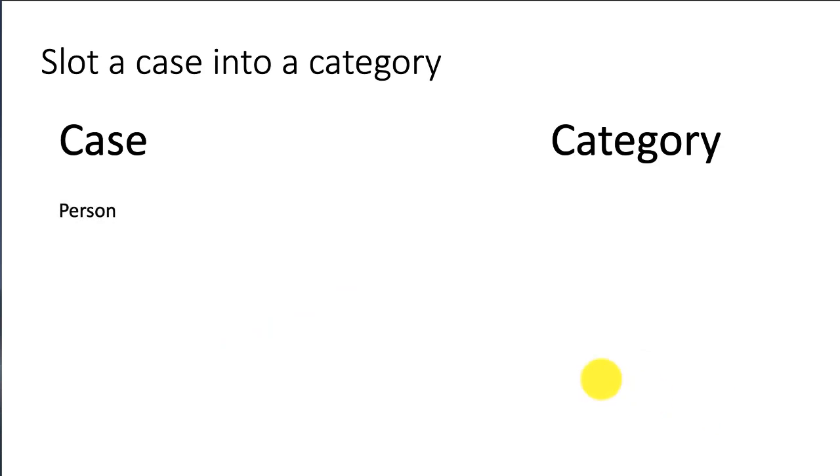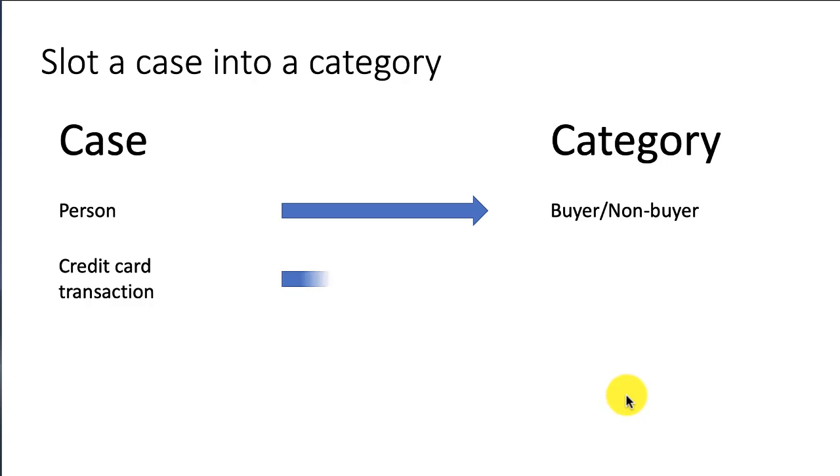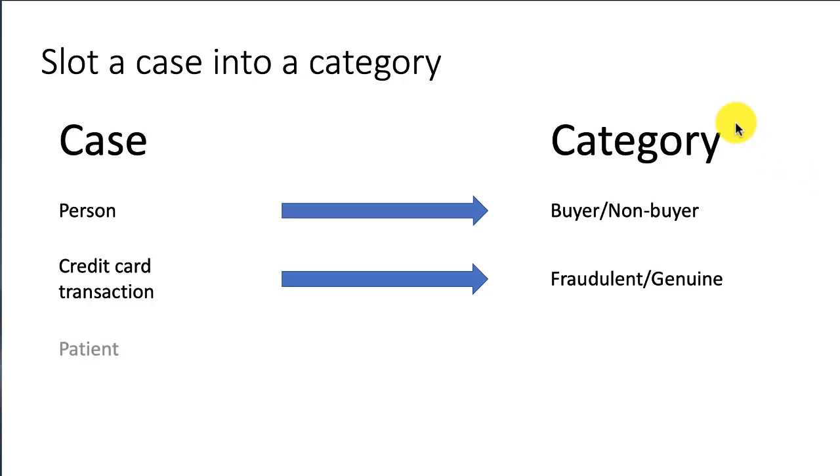So for example, let's say the case may be a person and the categories to which we may want to classify the person might be buyer or non-buyer. Of course, I'm not implying that for a person, these are the only categories we can try to put them into. This is just one example. Or you may have a credit card transaction, as we have seen many times. You may want to categorize the transaction as a fraudulent or a genuine transaction.